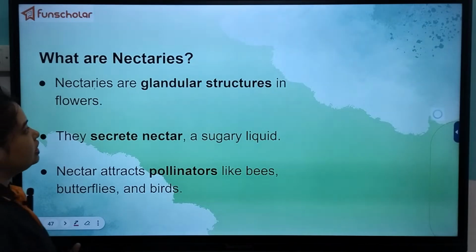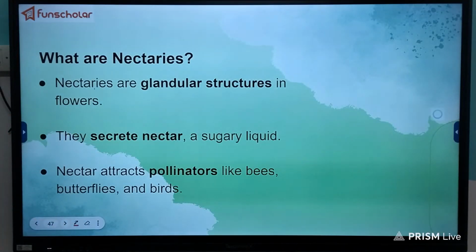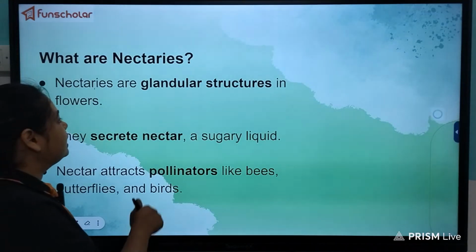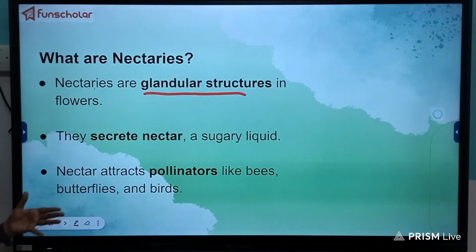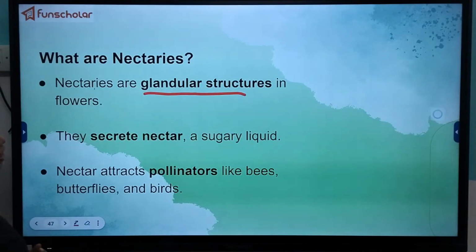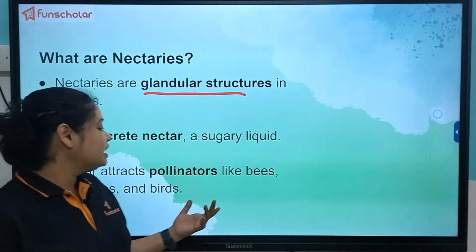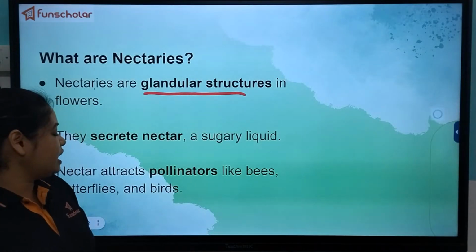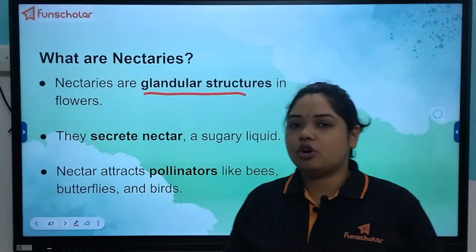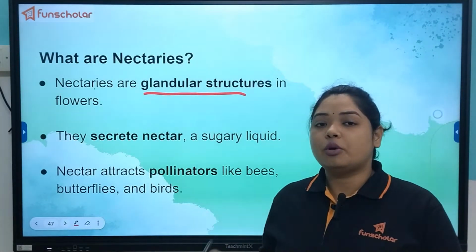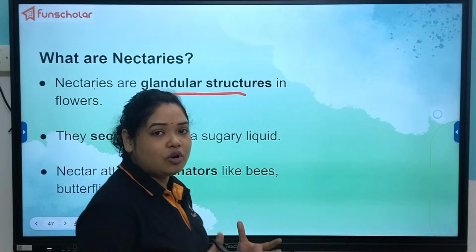Now coming to the next structure which are usually found in flowers, the nectaries. What are nectaries? They are the glandular structures, or in simple words, the glands that will produce the nectar. It is a sugary liquid which acts as the food resource for the pollinators like the bees, butterflies and the birds. So the pollinators who will come in search of the food resource, in order to obtain nectar from the nectaries, in this process they will pollinate the flowers.